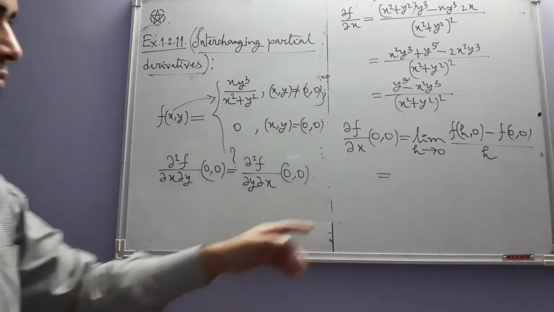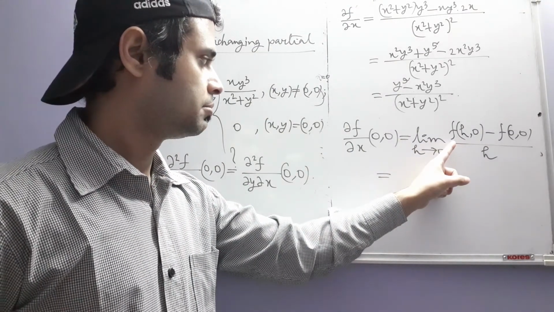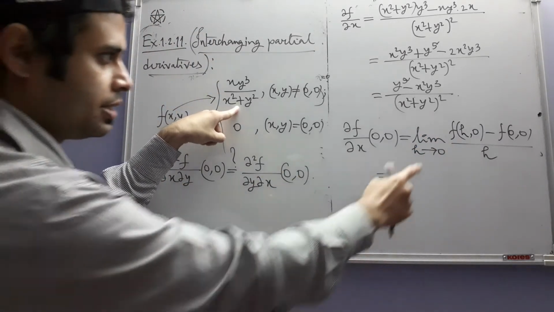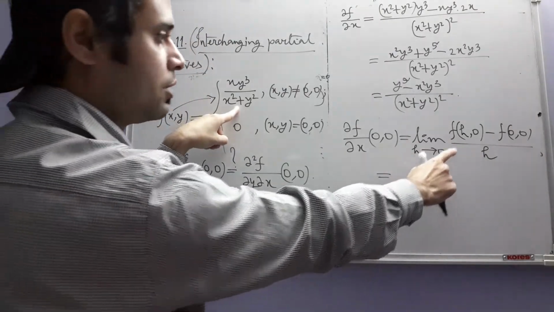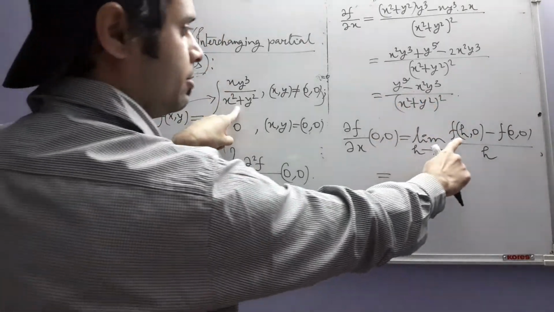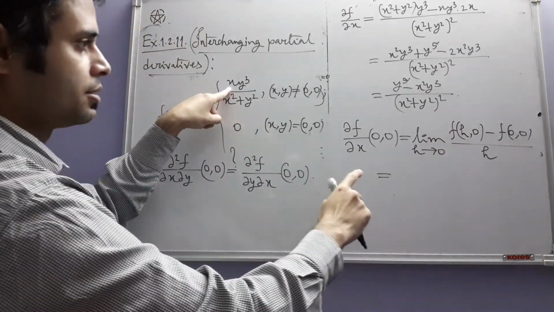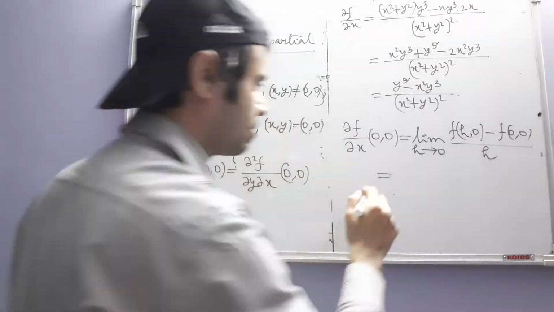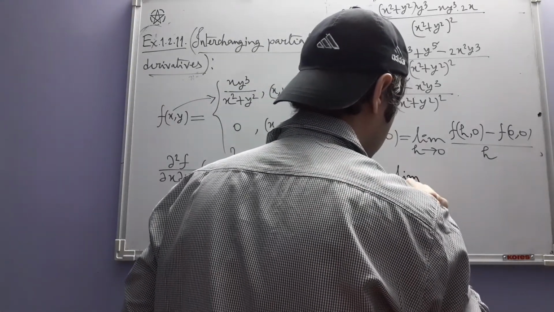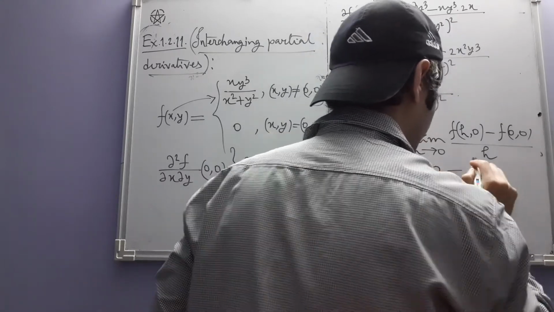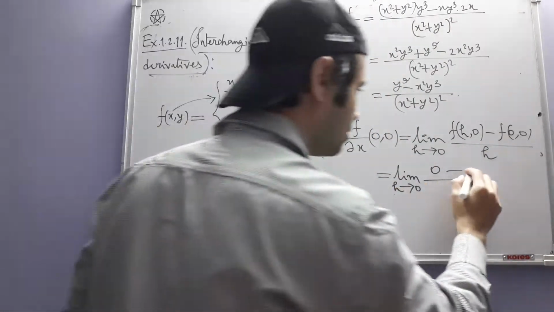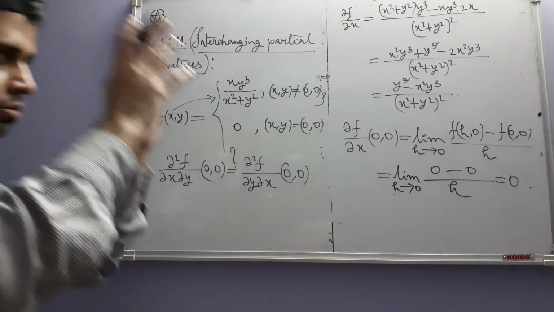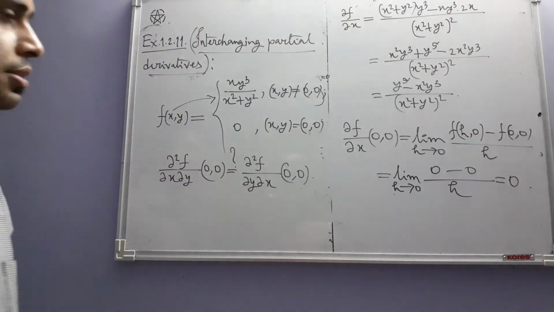Now, this is a non-zero point because h is not equal to 0. So (h, 0) is not equal to (0, 0). So here we have to apply this. Now y is 0, so this becomes 0 after all, minus the value of f at (0, 0), which is given to be 0. So this limit is 0. Okay, so this is the full partial derivative with respect to x.